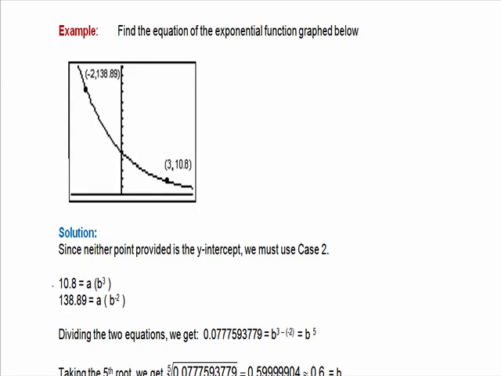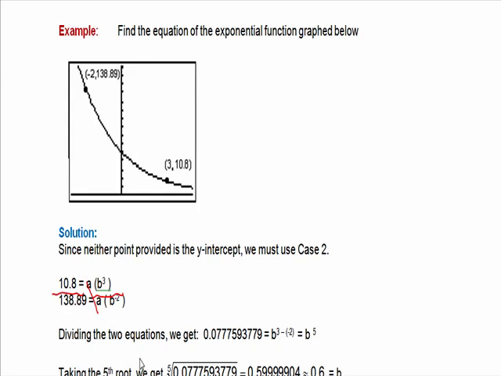And then remember our next step: we divide the two equations. The a's will cancel. When I do the math, I actually divided it out just to make it a little less fraction looking, and notice I kept all of the decimal places. So I divide that out, and I get 0.0777593779 equals, now remember, I subtract the exponents. When I have b to the third over b to the negative second, that gives me b to the fifth, because we do 3 subtract the negative 2.